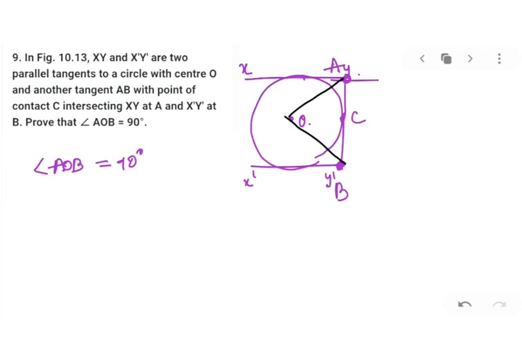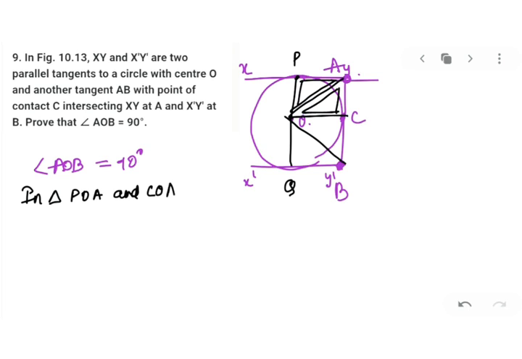For that, I will also join here from the center. I'll put a perpendicular from the center. This side also I'll put a perpendicular. Now I will also join OC. My dear kids, can I now take triangle PAO and triangle OAC? So if I take these two triangles, that is POA and COA, can I make them congruent?